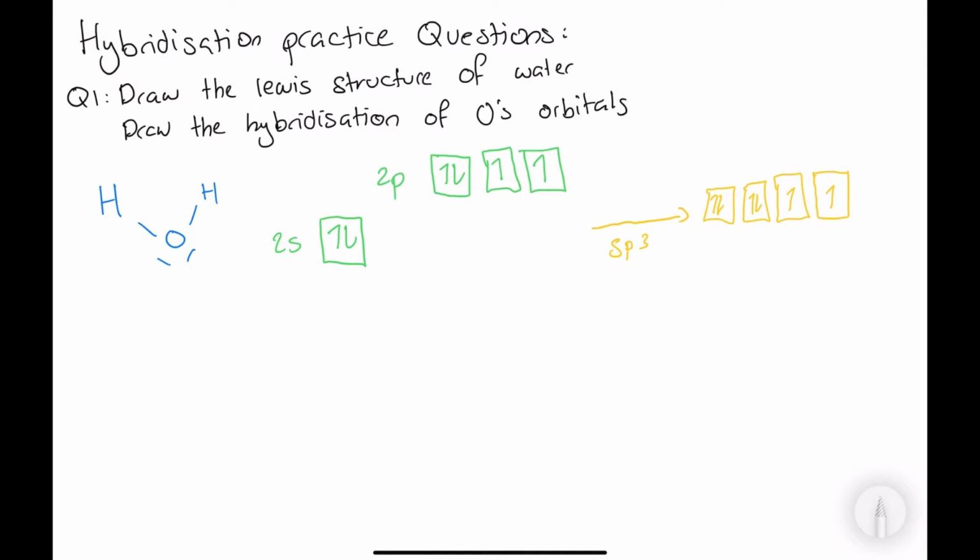This is the answer for the first question. I chose water just to show that sp3 isn't limited to just tetrahedral shapes. As you can see, water is a V-bent shape. And from the hybridization, we have 2 filled orbitals, which links back to the 2 lone pairs that oxygen has. So hybridization does help to understand the structures of these molecules.